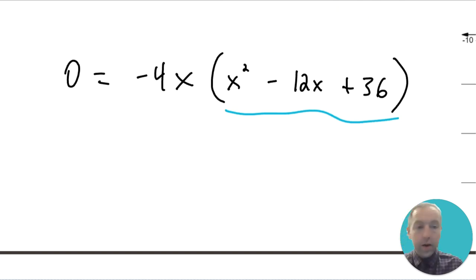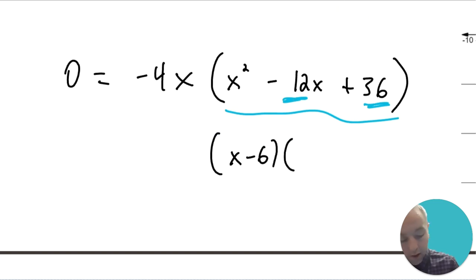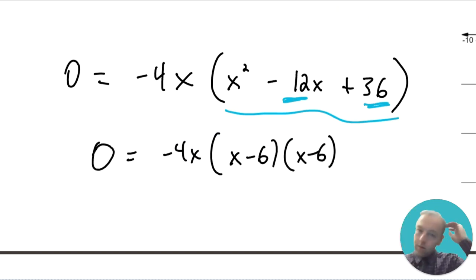Then you'll notice this one right here. You'll see that the last term is 6 times 6, and this one right here is negative 6 plus negative 6. So that's pretty special, right? That's actually a perfect square trinomial. So that's going to factor as x minus 6 times x minus 6. So further factoring that right-hand side gets us to there. Now you could write it as x minus 6 squared, right?